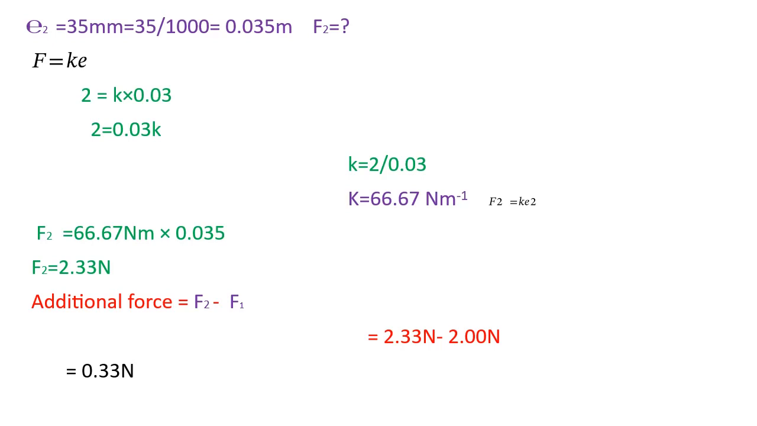2.33 Newton. Now, this is the second force that produced an extension of 35 millimeter. But what was the additional force that was added to the first force, which is F1? Therefore, to get that additional force, we have that additional force is equal to F2 minus F1. Therefore, F2 is 2.33 Newton minus 2.00 Newton, and we have 0.33 Newton. 0.33 Newton is the additional force.